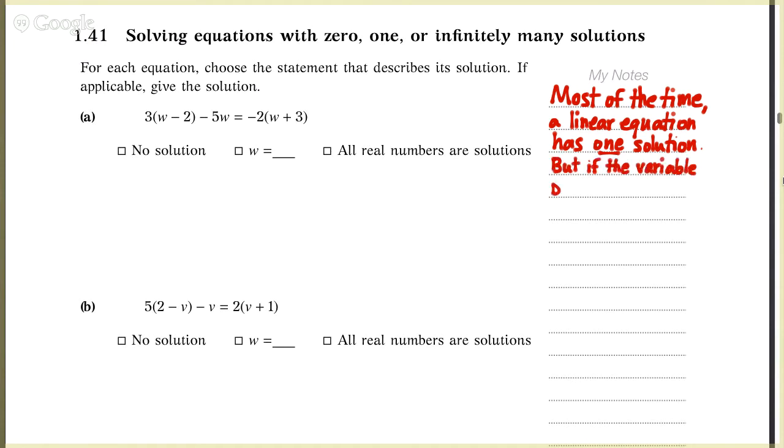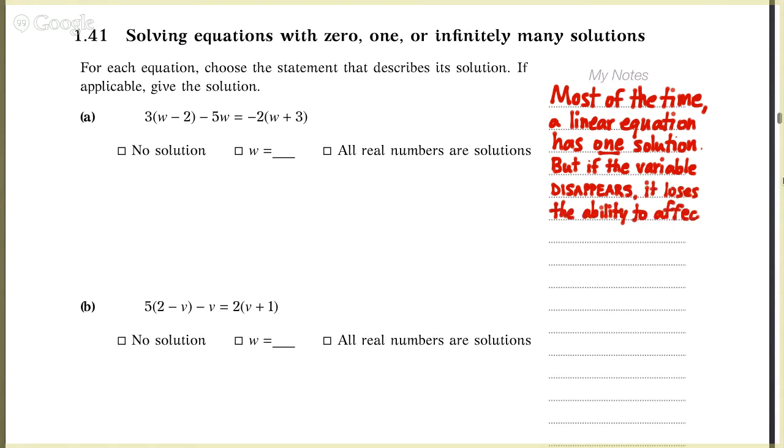And so the difficult thing is when the variable disappears. When you suddenly find yourself with no x's or no w's or whatever as part of your equation, it's difficult to know how to interpret that the first time it happens. So let's take a look at how to interpret that.